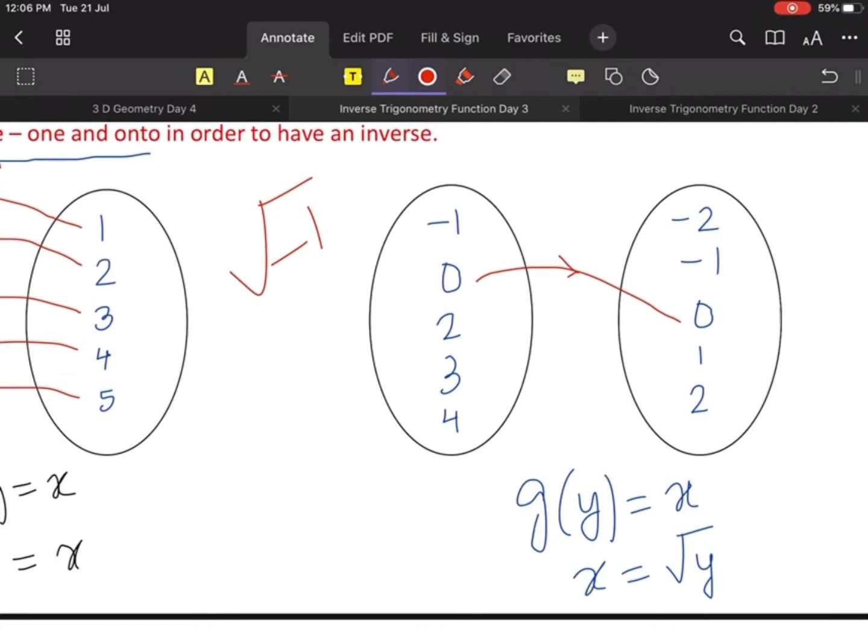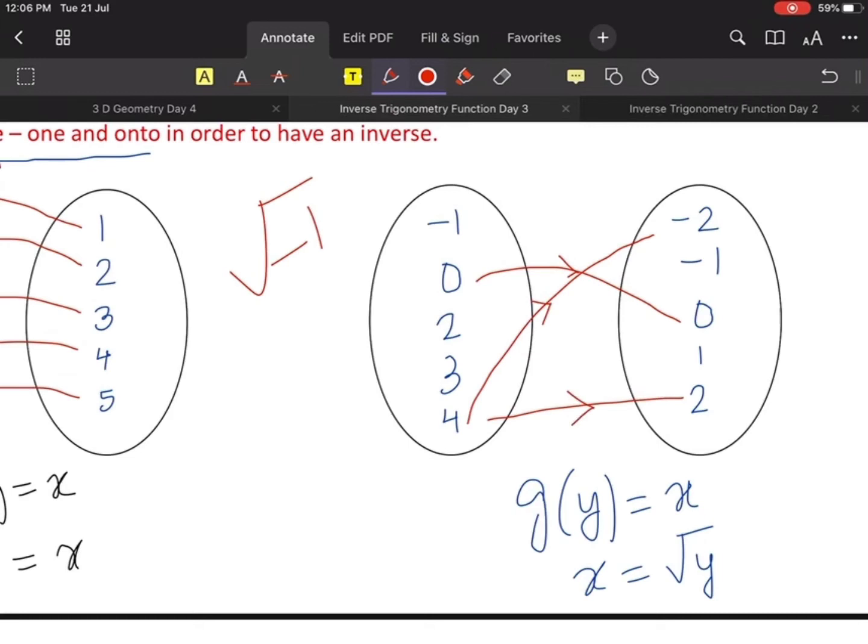So when y is 2, we get root 2, right? Root 2 does not have any image. You see, whatever elements we have taken, we are just doing the mapping with those elements. So 2 does not have any image. Same goes with 3, we get root 3. Root 3 also does not have an image. Yes or no? Clear?